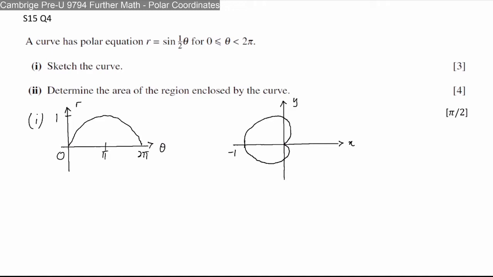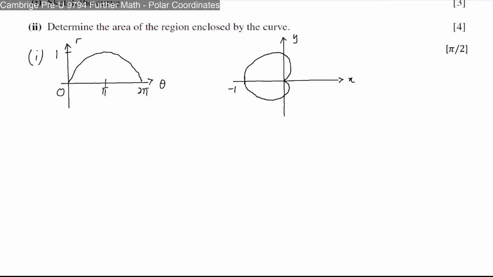For the second part, determine the area of the region enclosed by the curve. So again, we are using half r squared d theta when we integrate. For this one, we can again use the symmetry property, so we can just use the upper half of the graph. In this case, the area is 2 times half integral of r squared d theta. So r squared here is sine squared half theta d theta. The limits are just 0 to pi. We just have to use the upper part of the curve.